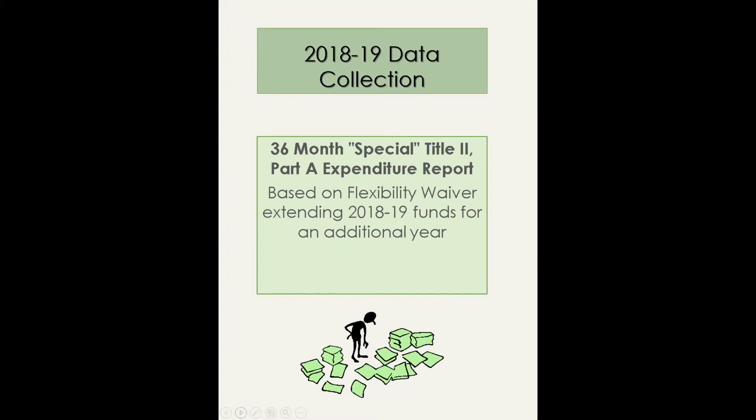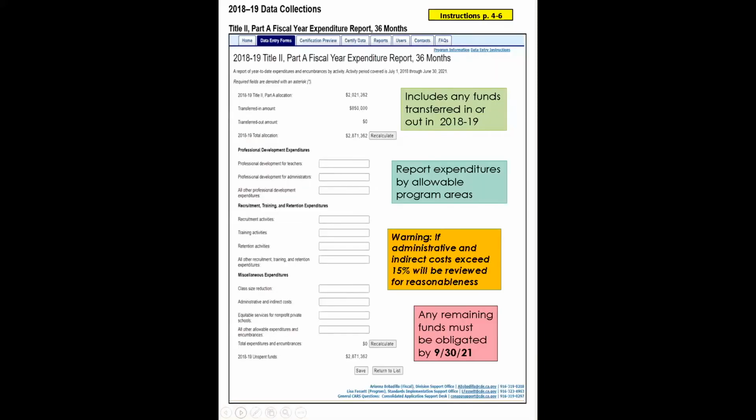So the next page gives you a shot of what the page looks like. And you can see at the top, there's where you'll find it in the instructions, and that's what you'll see when you go into CARS. And the 2018 allocation is going to be pre-populated for you at the top. And next you see transferred in, transferred out, and that will also be pre-populated. It'll be pre-populated with whatever you reported in the 18-19 year.